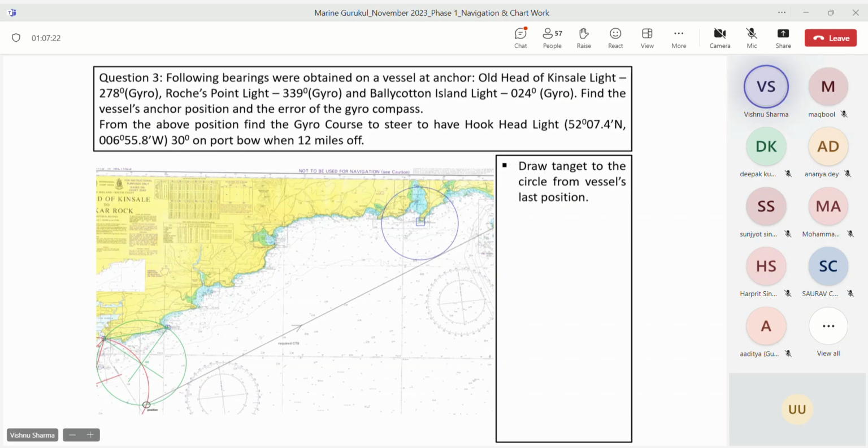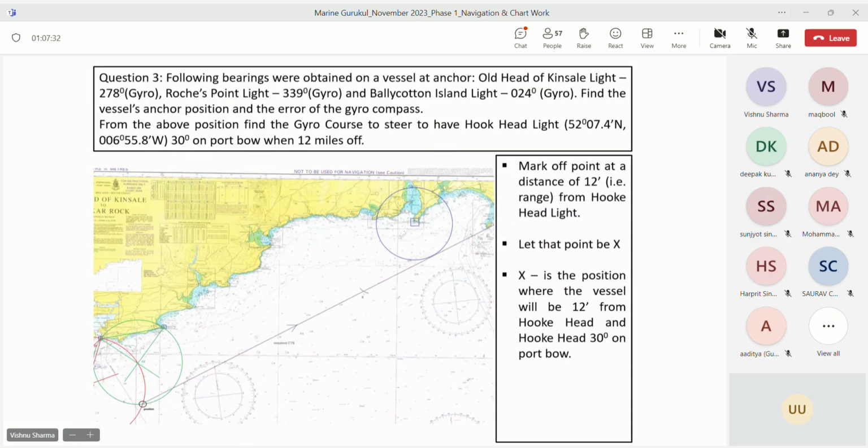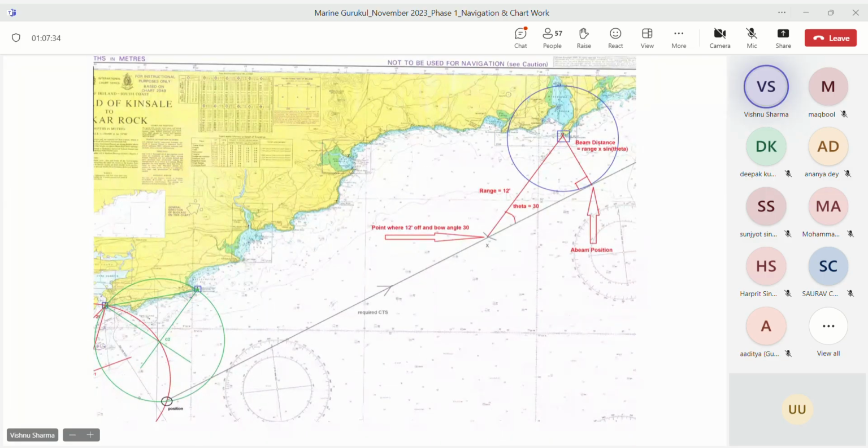Now you'll open 12 miles and cut off the point X from the light. Now you'll join this X to the light. And this is the question complete. All the theory that I explained is now on display. Please have a good look at it and let me know if you need any clarification.